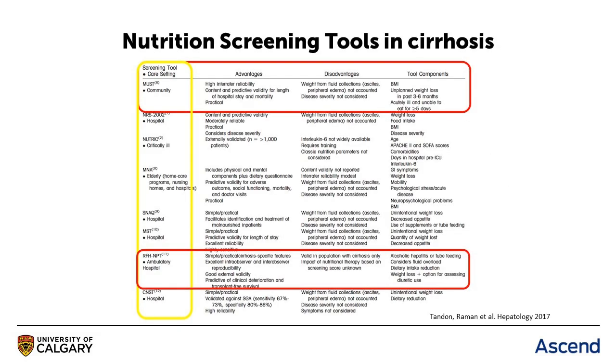So this is the list, as promised, of some nutrition screening tools that are available. I just wanted to highlight one, the MUST, which was brought up in Dr. Raymond's presentation as well, is recommended by one of our major nutrition bodies as the preferred outpatient screening tool. But the disadvantage in this setting is that weight from fluid collections, like ascites and peripheral edema, is not accounted for, nor is disease severity. So I just touched on why that's important.